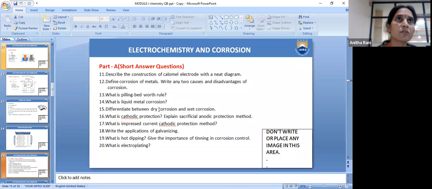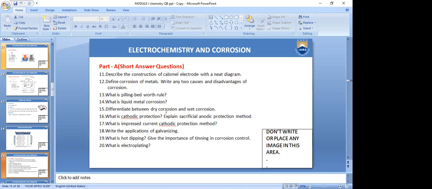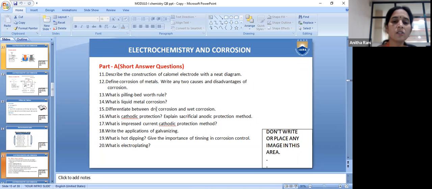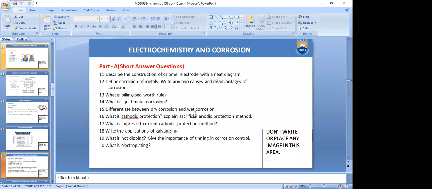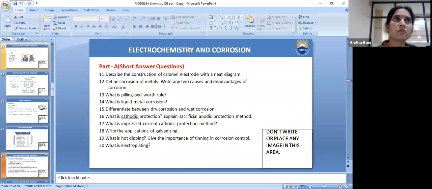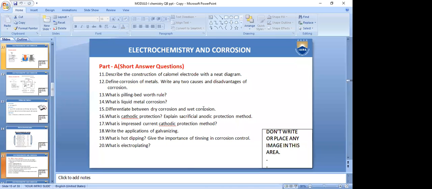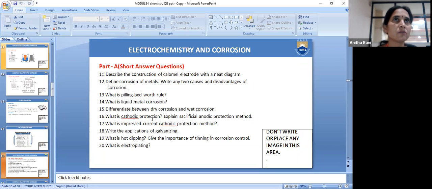Where will uniform corrosion take place? In which type does uniform corrosion in metal take place, dry or wet? Uniform corrosion takes place in dry corrosion. In wet corrosion there is loss of electrons and gain of electrons, and the corrosion is non-uniform.